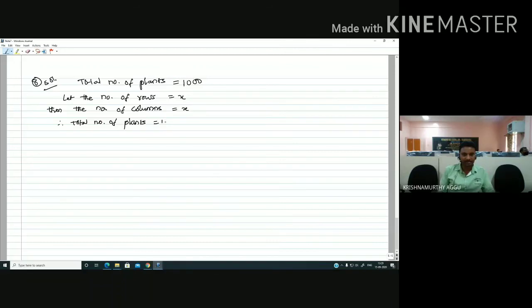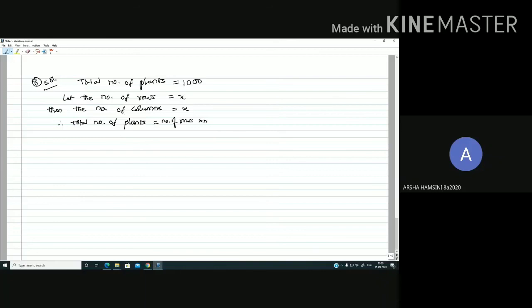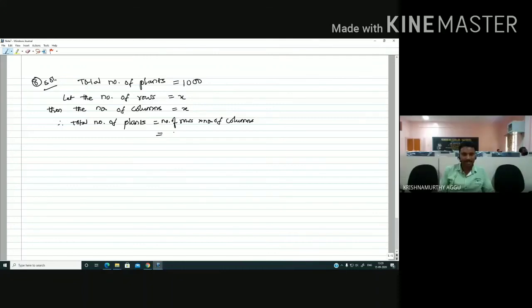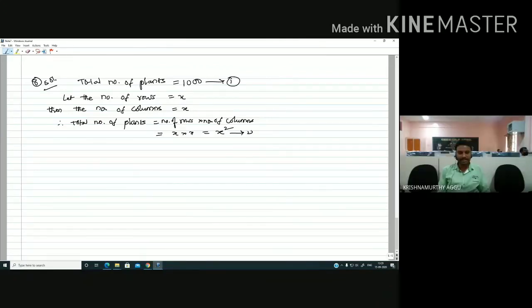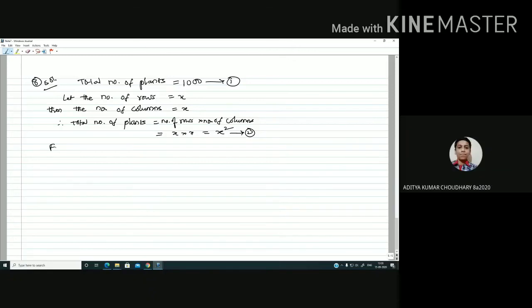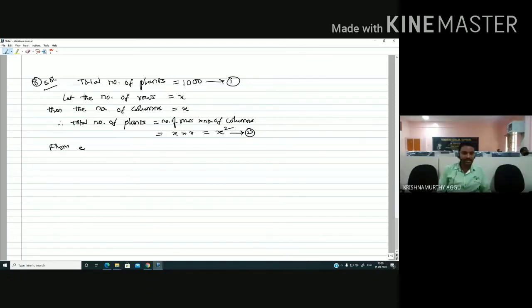So what we will do? Number of rows into number of columns. So that will be x into x. Further, it can be written as x square. Now say this one as first equation and this one as second equation. From equations 1 and 2, what can you write?